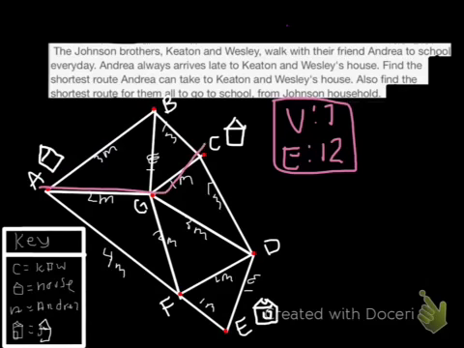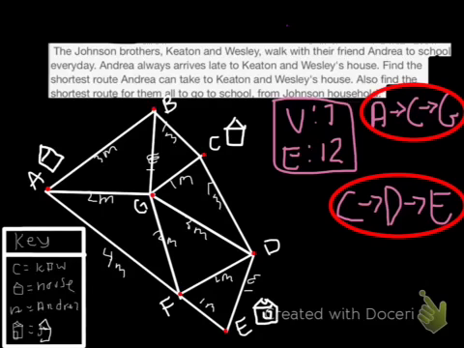Now we need to find the distance from Keaton and Wesley's house to the school. You can go from C to D to E, which is 3 miles. From C to G to F to E, which is 4 miles. Or from C to G to D to E, which is 5 miles. We're going from C to D to E because that's the shortest route. So the first answer would be from A to C to G, and then the second answer would be from C to D to E.